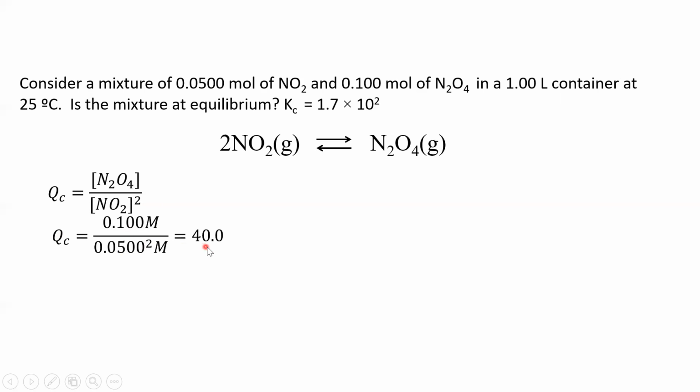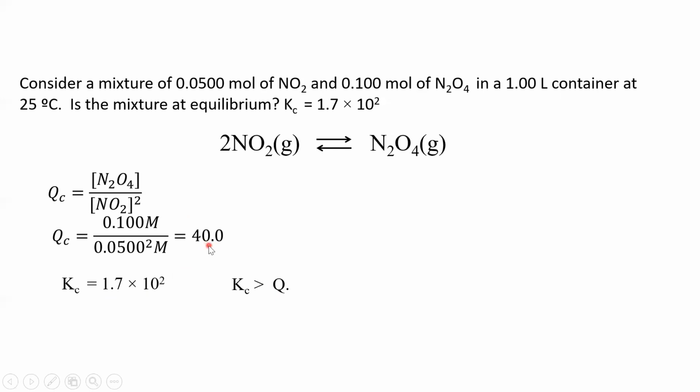Okay, so now we need to ask ourselves, is this system at equilibrium with these values in the container? And we do that by comparing Q to K. K was given to us as 1.7 times 10 to the second power, which is really 170. So 170 compared to 40. That means our system is not at equilibrium because these numbers are not equal to each other. In this case, Q is less than K. Now, K can't change. K is a constant.